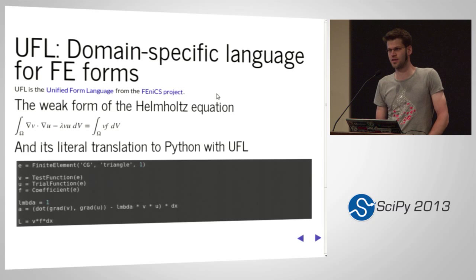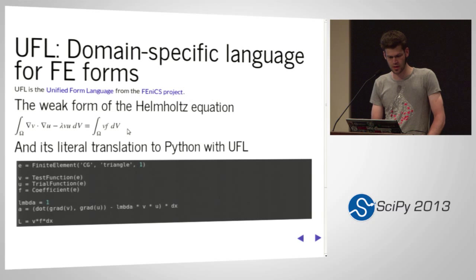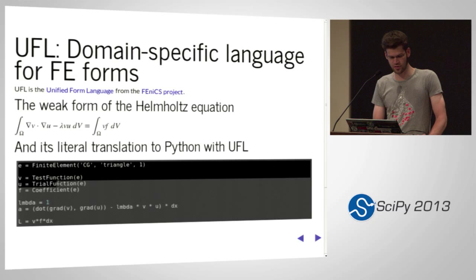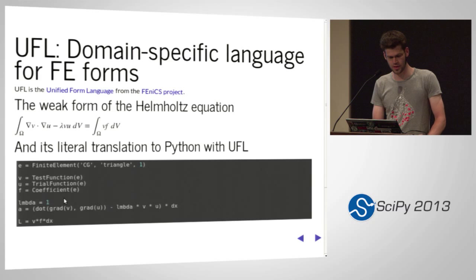There is a domain-specific language for finite-element computations called the Unified Form Language from the FEniCS project. It allows you to express this weak form of the PDE in a near mathematical notation. If you compare the PDE that we just saw, this is literally all the Python code that you would write in UFL to define this model problem. You define a finite element and finite element spaces on there, and you express your PDE.